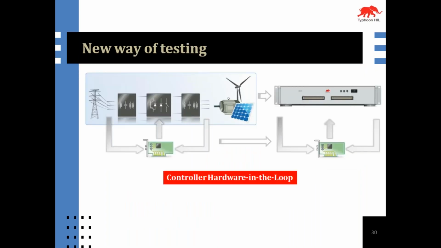This is controller hardware in the loop, already mentioned there. This is where the controller part is actual, and the hardware, meaning the plant, is digital.